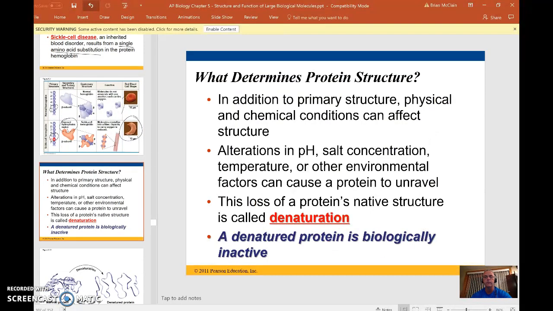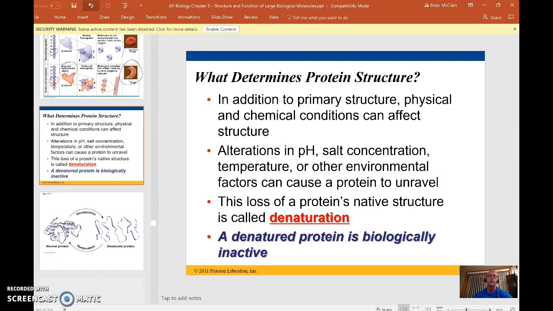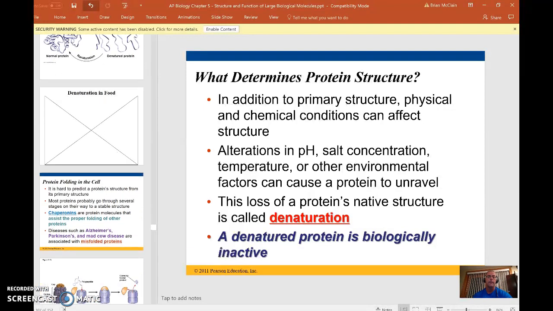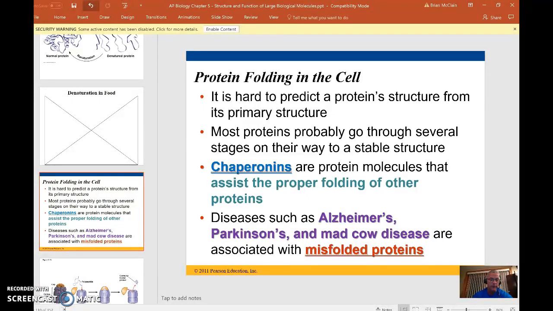A couple other terms to make sure you know. There are environmental factors such as pH, salt, temperature. If you lose the structure, it's called denaturing it. And then the other thing that we have as we wrap this up is improper folding.